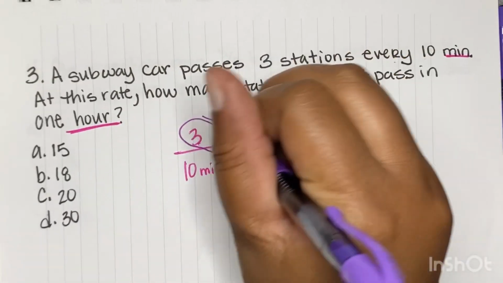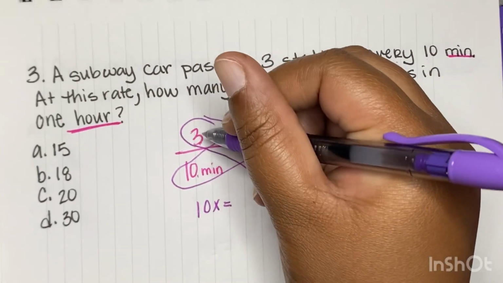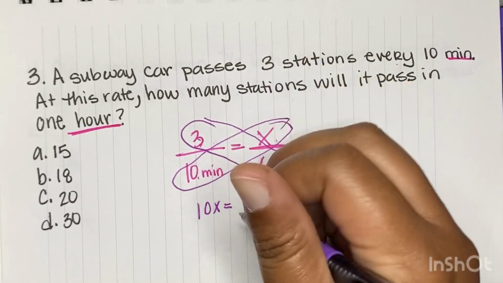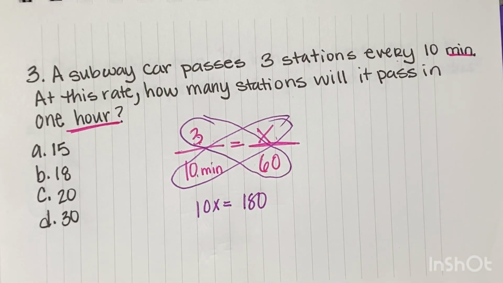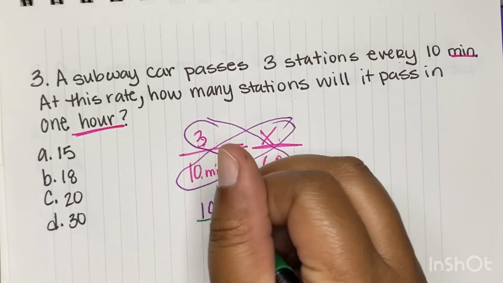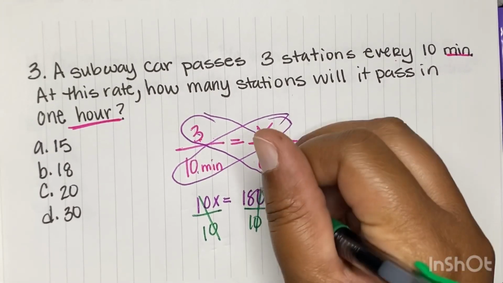So 10 times X gives us 10X. And we can do 3 times 60 is 180. And then how do we get x by itself? Well, we're going to divide both sides by 10 and cancel out this 0.